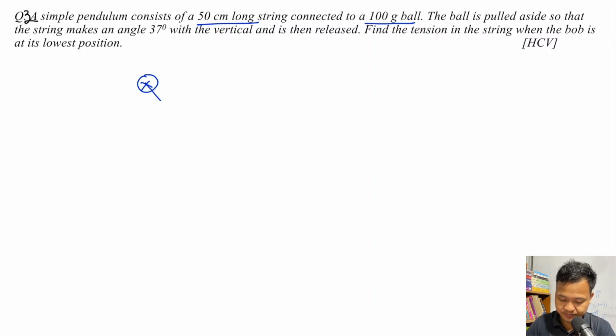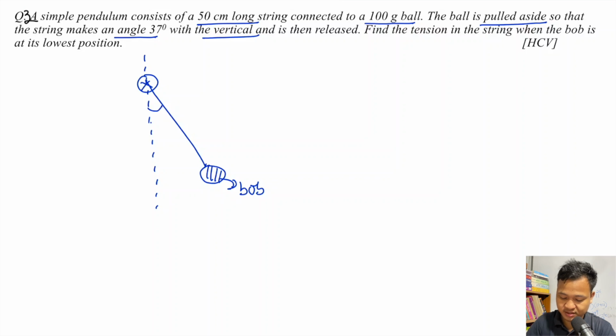So this is a pendulum, and this is the bob. It is pulled aside so that it makes an angle 37 with the vertical, so 37 degrees. Now this is released. That means the initial speed is 0.